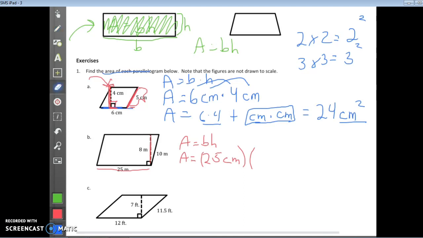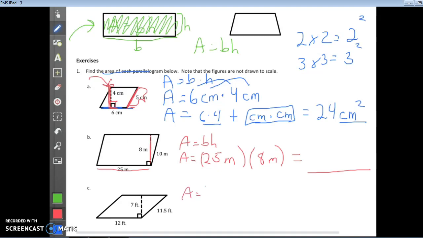Either I'm slowing down or you guys aren't catching it. It's 25 meters times 8 meters. That's going to give us, and I'm going to let you solve that in a minute. Let's set up our last problem on this page.